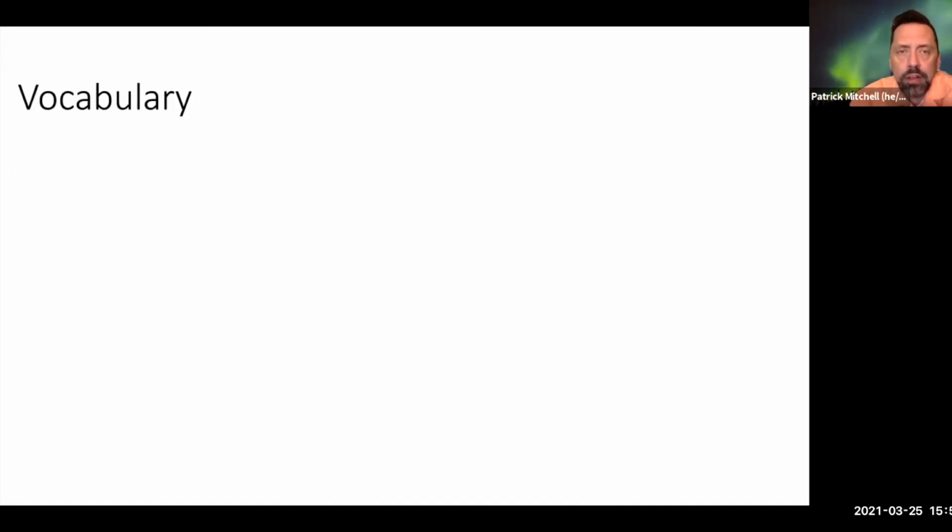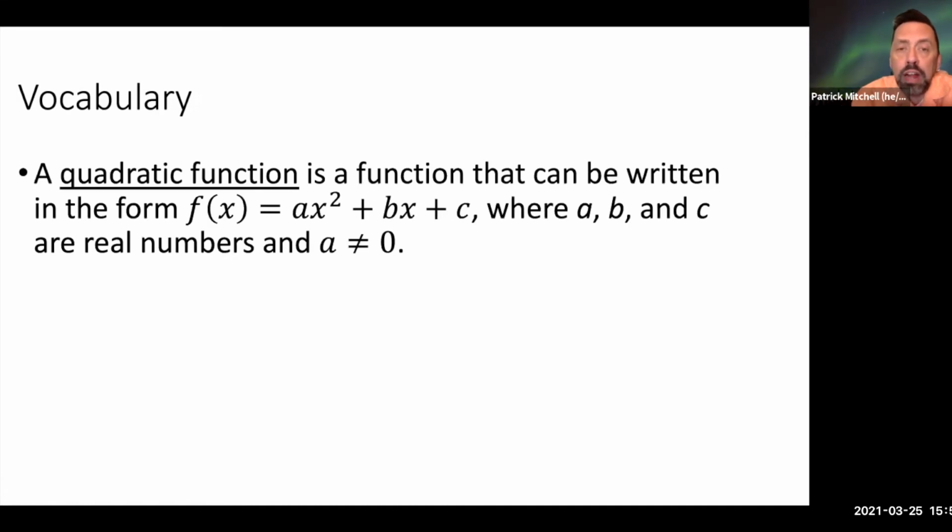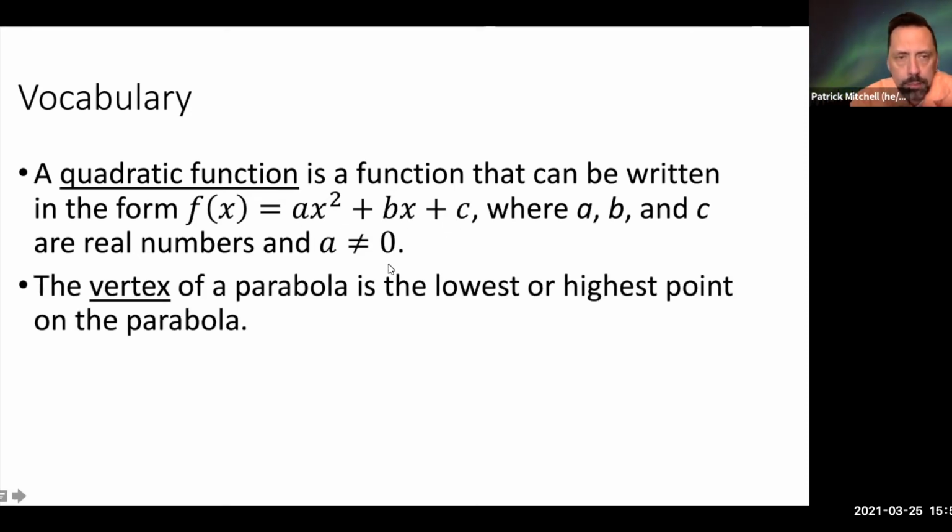All right, a little bit of vocabulary with quadratic functions. A quadratic function is a function that can be written in the form f of x equals ax squared plus bx plus c, where a, b, and c are given real numbers and a does not equal 0. So in any given problem, you will have specific values for a, b, and c. It won't look quite as alphabet soup as this.